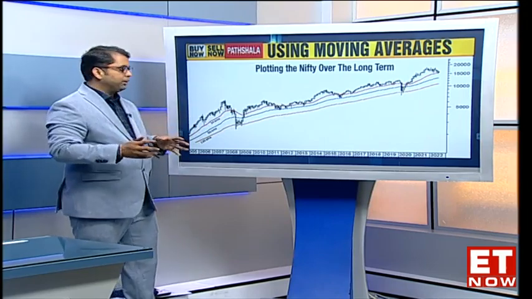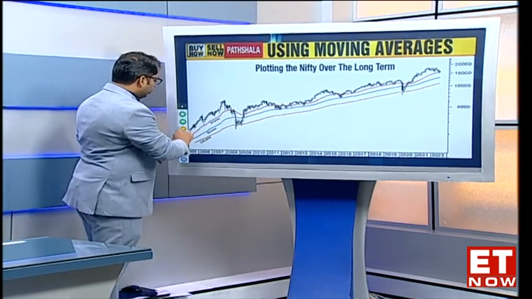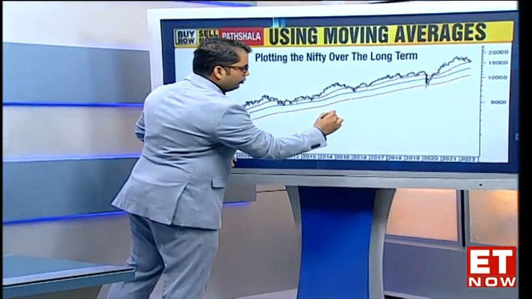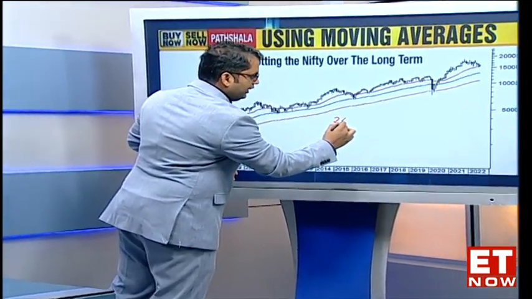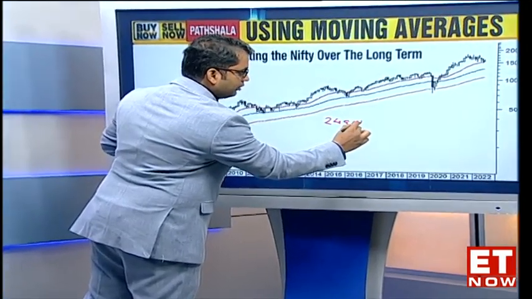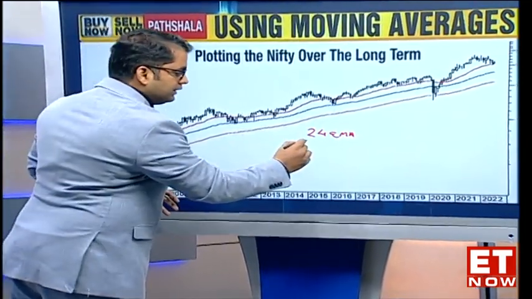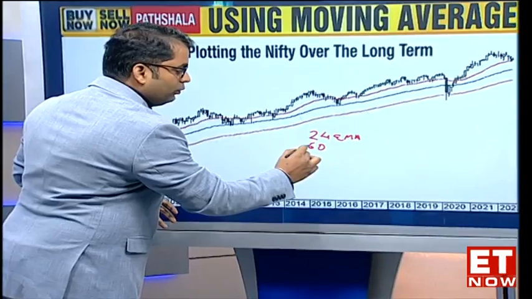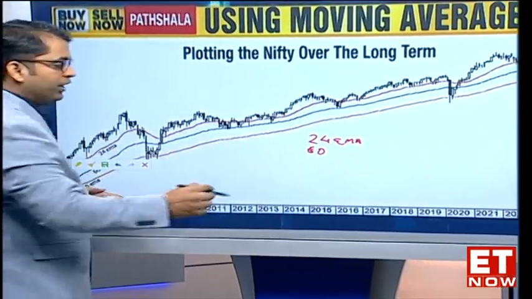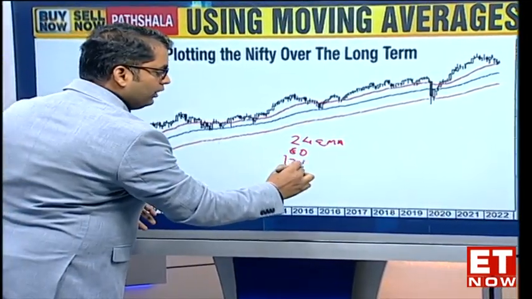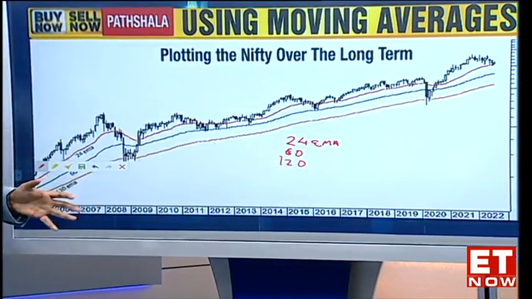And to give you a very simple indication over here, what I've used are three important averages. One is the 24 EMA, which is the 2-year exponential moving average. The second which I've used is a 60 EMA, which indicates 5 years of exponential moving average. And the third which I've used is 120 EMA, which is almost 10 years of exponential moving averages.